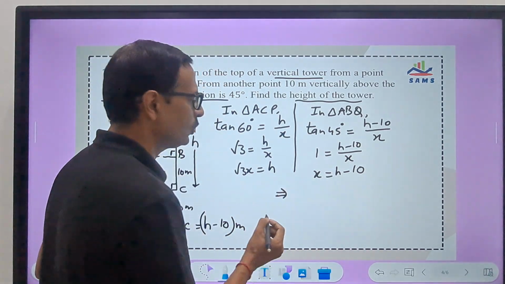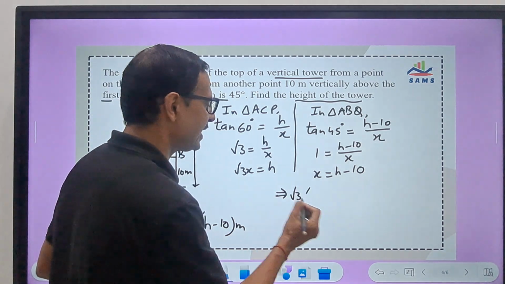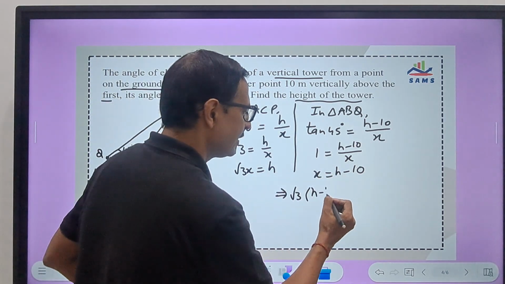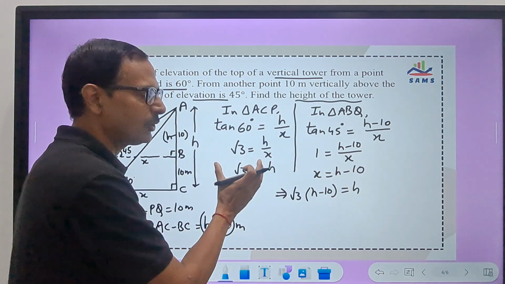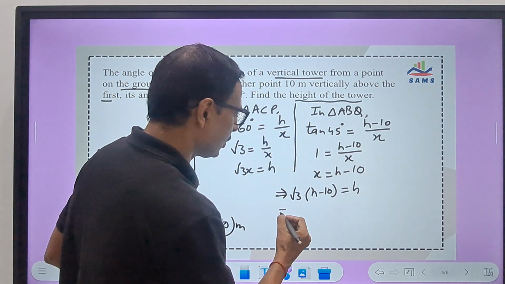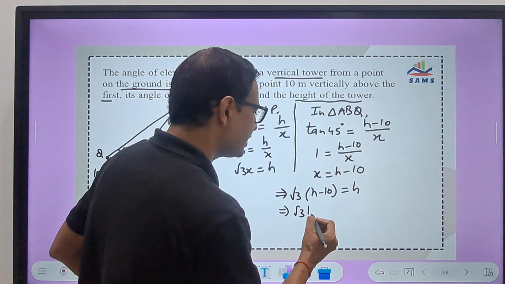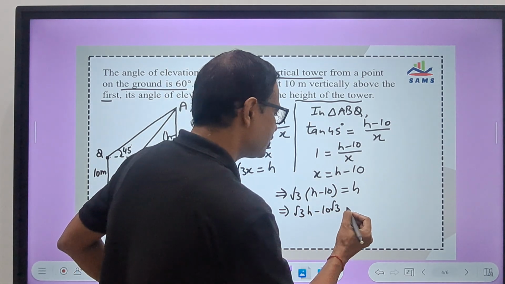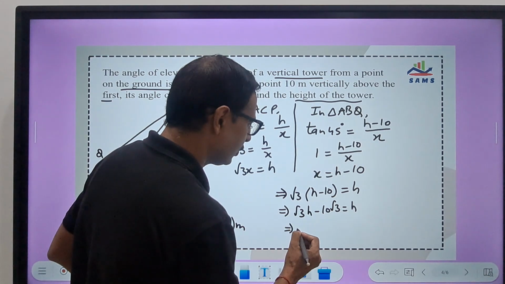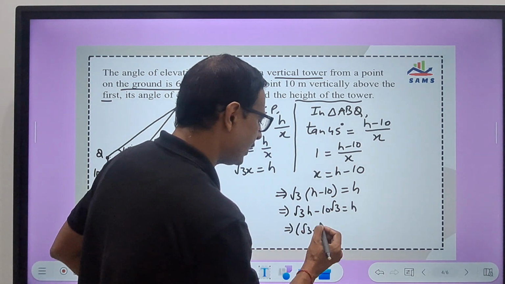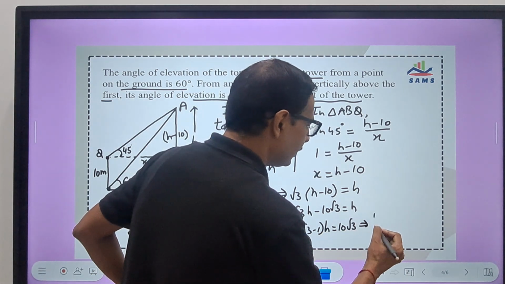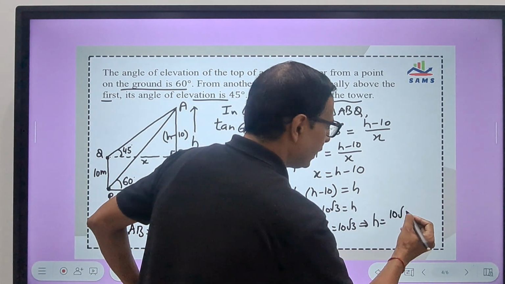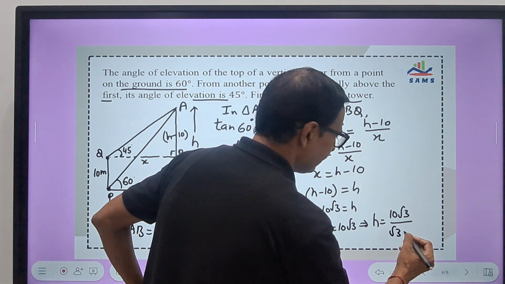So what am I going to do? Root 3 times X, X is H minus 10, equals H. So I substituted the value of X from here to here. Now open the bracket, root 3H minus 10 root 3 equal to H. So you get root 3 minus 1 into H is equal to 10 root 3, and thereby giving you the height of tower as 10 root 3 upon root 3 minus 1.